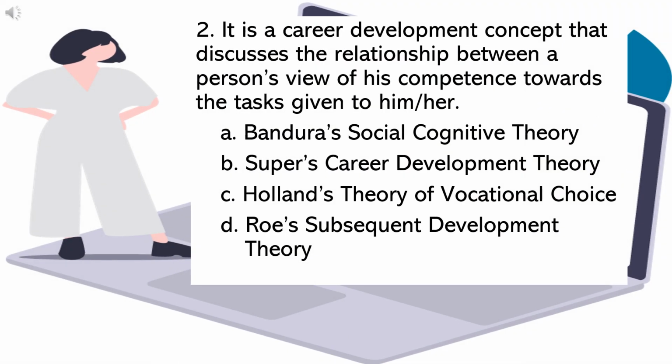2. It is a career development concept that discusses the relationship between a person's view of his competence towards the tasks given to him/her. A. Bandura's social cognitive theory, B. Super's career development theory, C. Holland's theory of vocational choice, D. Rowe's subsequent development theory.